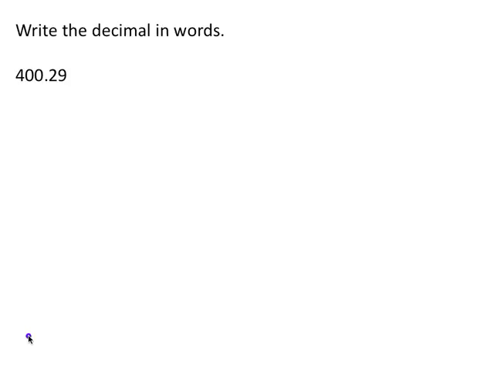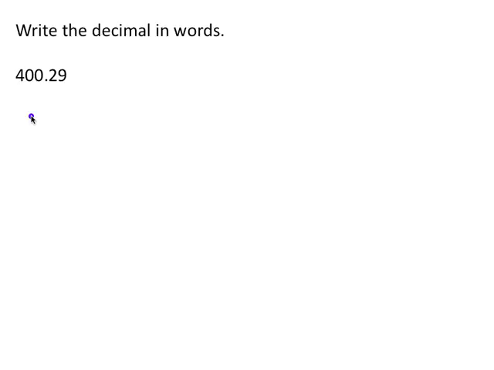Okay, we're trying to write this decimal out in words, and so this is the number that we're working on. This is also the way that you're supposed to say decimal numbers, although we tend to be very sloppy and say them not the correct way. So it's not 400.29, although I know most of the time that's probably what we would say.